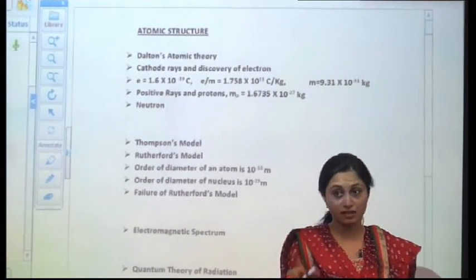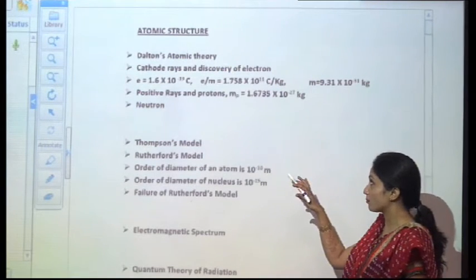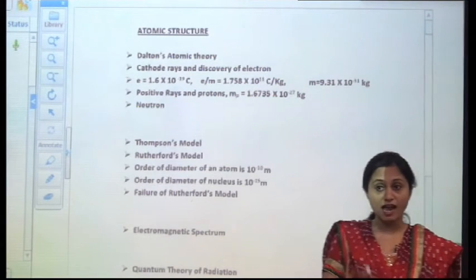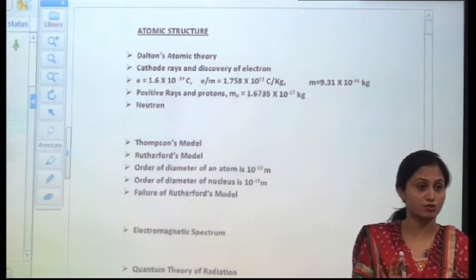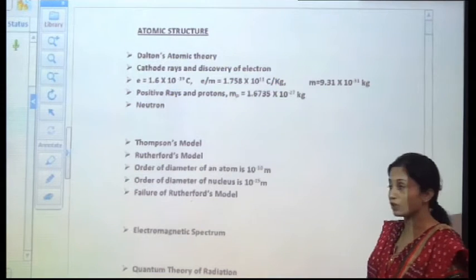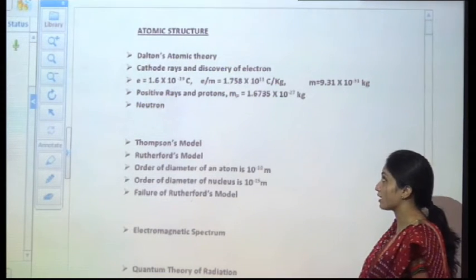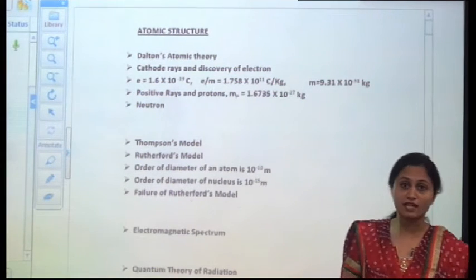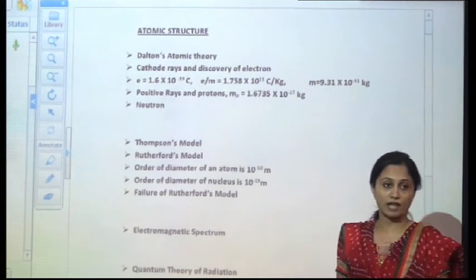J.J. Thomson. Then the charge of the electron, e by m ratio and mass had come by a series of experiments, and you should be remembering these values at least for your entrance examinations. So you know that charge is equal to 1.6 × 10^-19 coulombs, and you have your e/m ratio as 1.758 × 10^11 coulombs per kilogram, and you have the mass of the electron as 9.1 × 10^-31 kilograms.